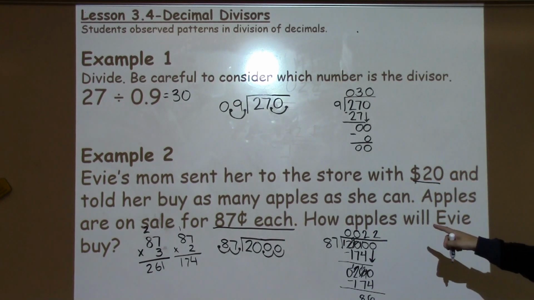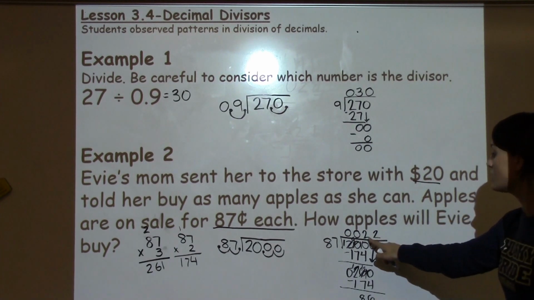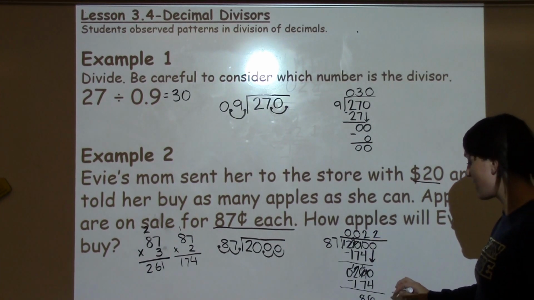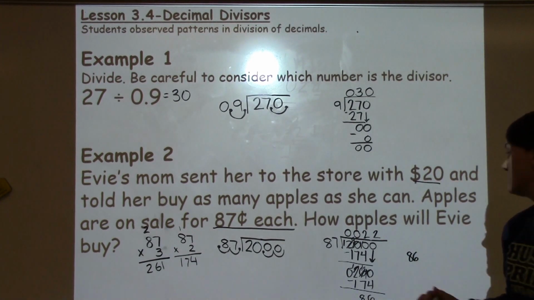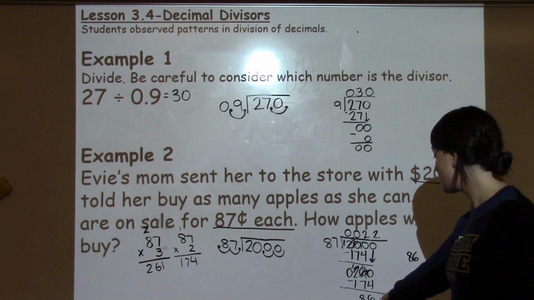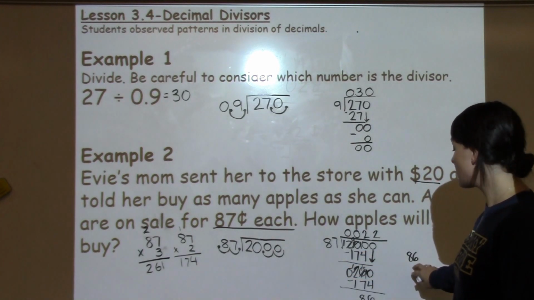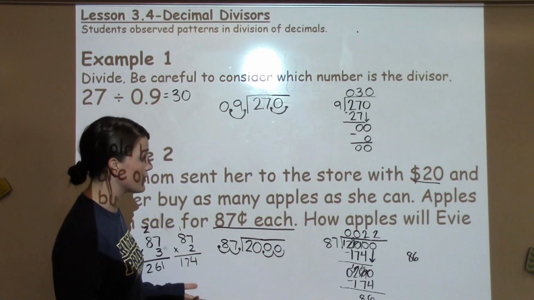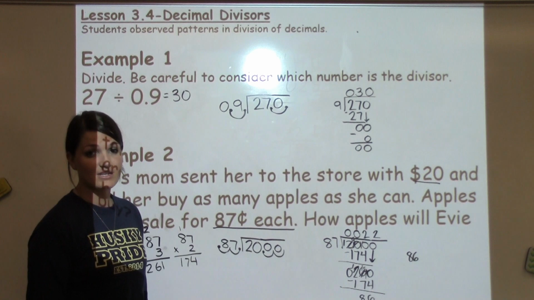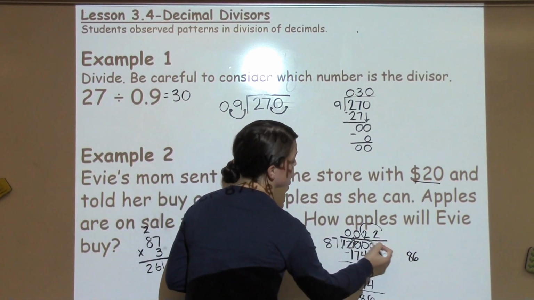Now, it says, how many apples will Evie buy? So she's going to buy 22 apples. I have a remainder of 86. Because my remainder is 86 and I want to know how many apples I have to buy, that remainder is actually cents. It's 86 cents that Evie has left over to take back to her mom. But the question wants to know how many apples, and how many apples she can buy is 22.